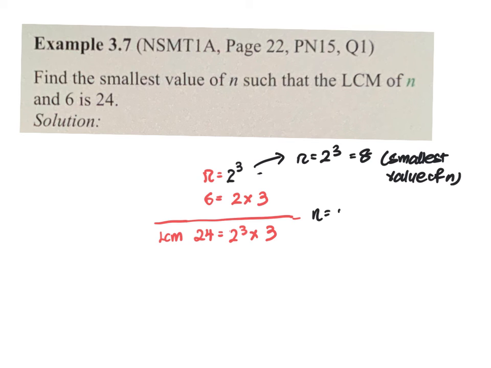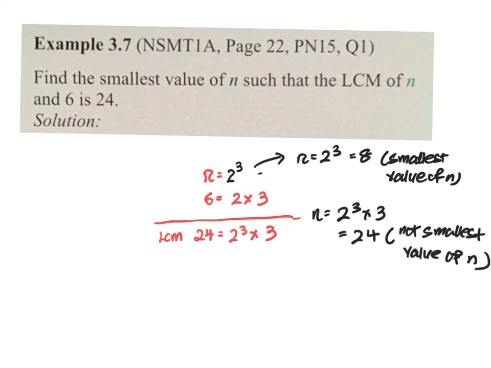So n can be equal to 2 power 3 times 3, which is equal to 24. But just take note that this is not the smallest. The smallest is 8. This is not the smallest value of n. Okay, so that's all for example 3.7.